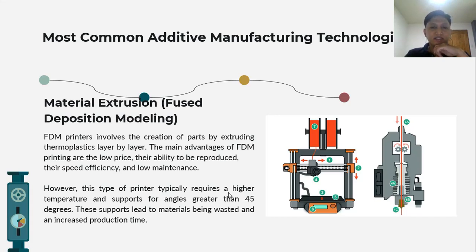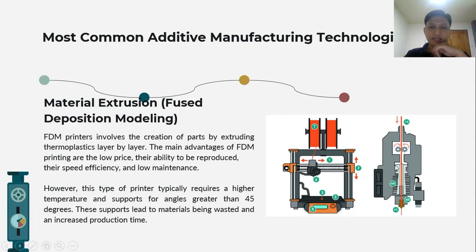The main advantages of FDM printing are the low price, their ability to be reproduced, their speed efficiency, and low maintenance. However, this type of printer typically requires a high temperature and supports for angles greater than 45 degrees. These supports lead to materials being wasted and increased production time.